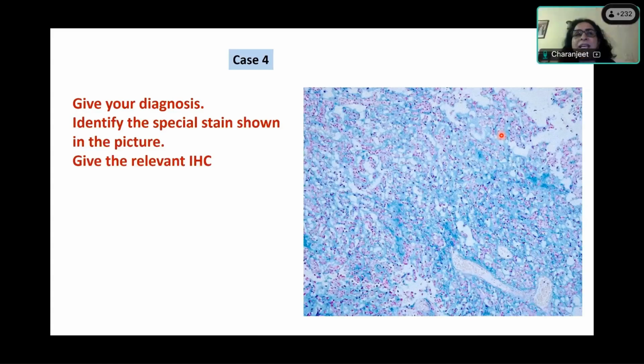And for chordoma, which one will you do? What one marker can confirm a chordoma? What is positive in a chordoma? Brachyury. Okay, now please identify the special stain quickly. Which stain is this? An Alcian blue special stain. Yes, it is an Alcian blue stain. Okay, Dr. Ekta, Alcian blue, what does it stain? The mucin. Mucin. Which type of mucins does it stain?